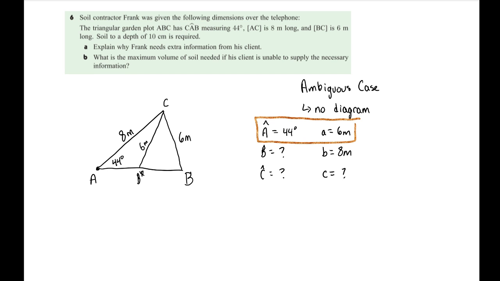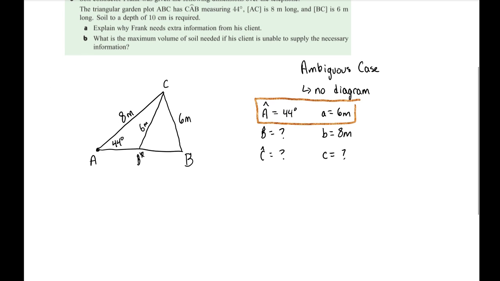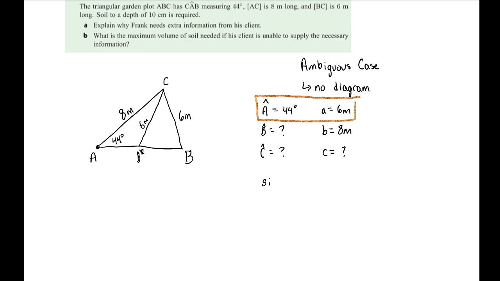So seeing that I have those A's matched up, I'm going to use my formula for sine law. Sine of angle A over side length A is equal to sine of angle B over side length B. If I start to plug things in here, we get sine of 44 degrees over 6 equal to sine of B over 8.